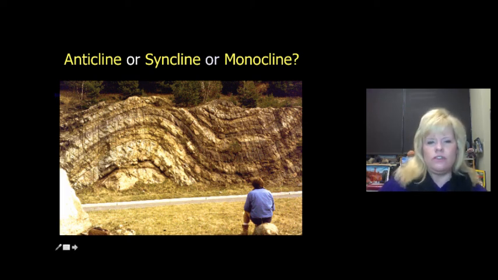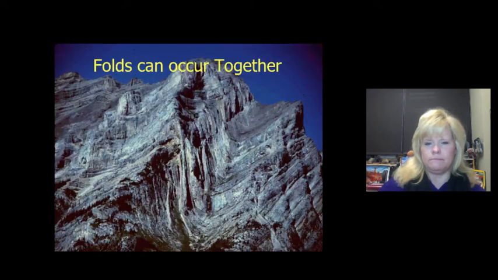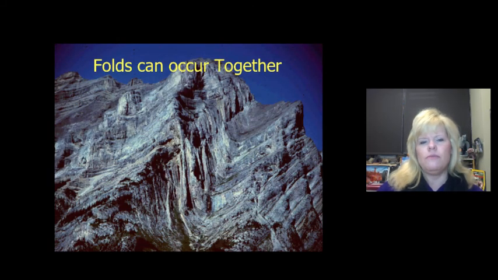So what's this feature called right here? That would be the arch or the anticline, right? And here's your downward arch, so that would be the syncline. This is a good example of what happens when you see complex folding. So this is what happens when folds happen together. You get very complex folding.